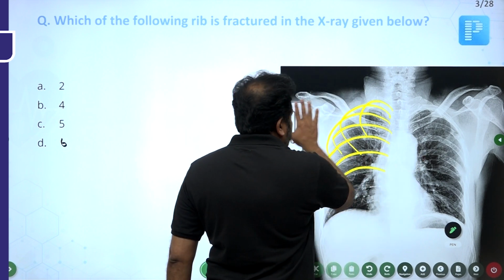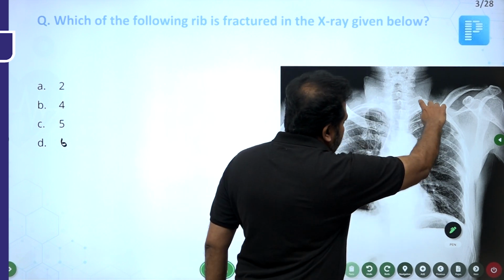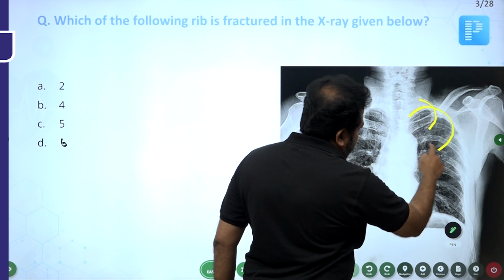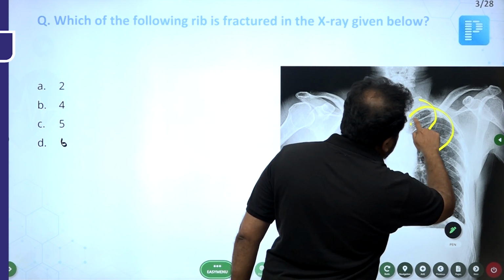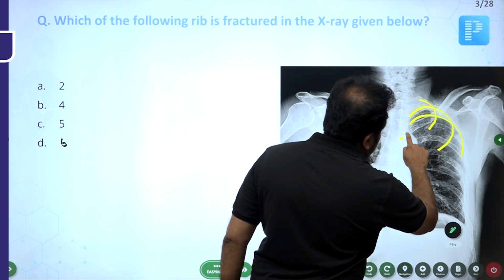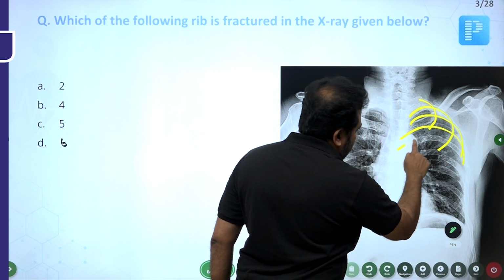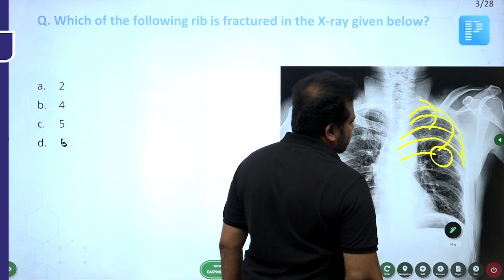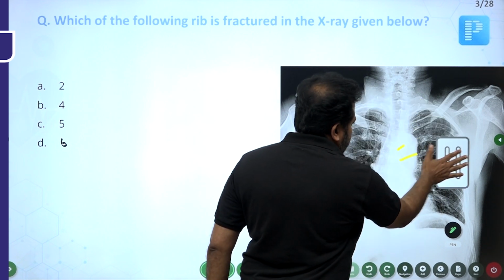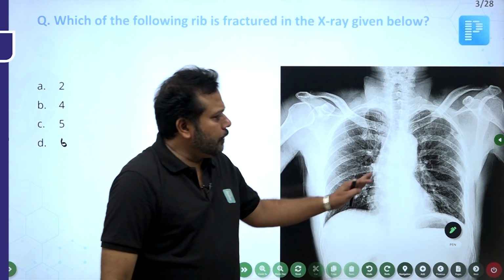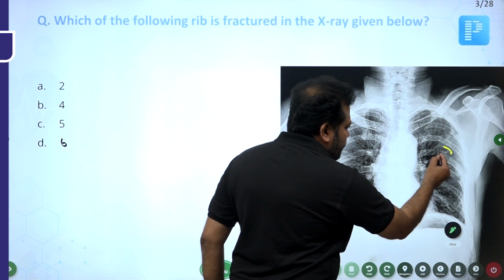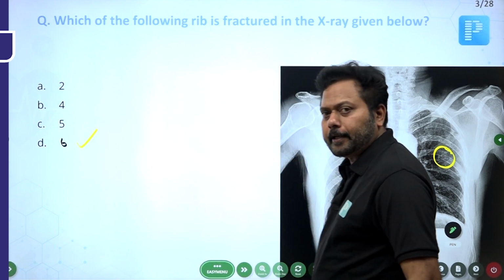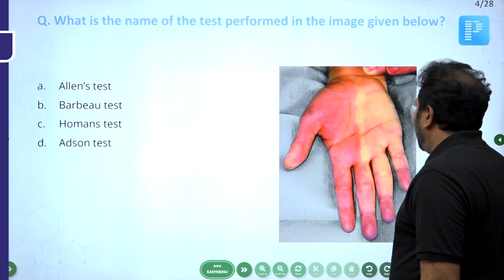When I count the ribs, in the first rib I am not able to see any fracture. Second rib, no fracture. Third rib, no fracture. Fourth rib, no fracture. Fifth, no fracture. The sixth rib, there is a fracture. Slowly, when you count it, you are able to see a fracture here, and that is the sixth rib. So the right answer is 6. We'll move on to the next question.